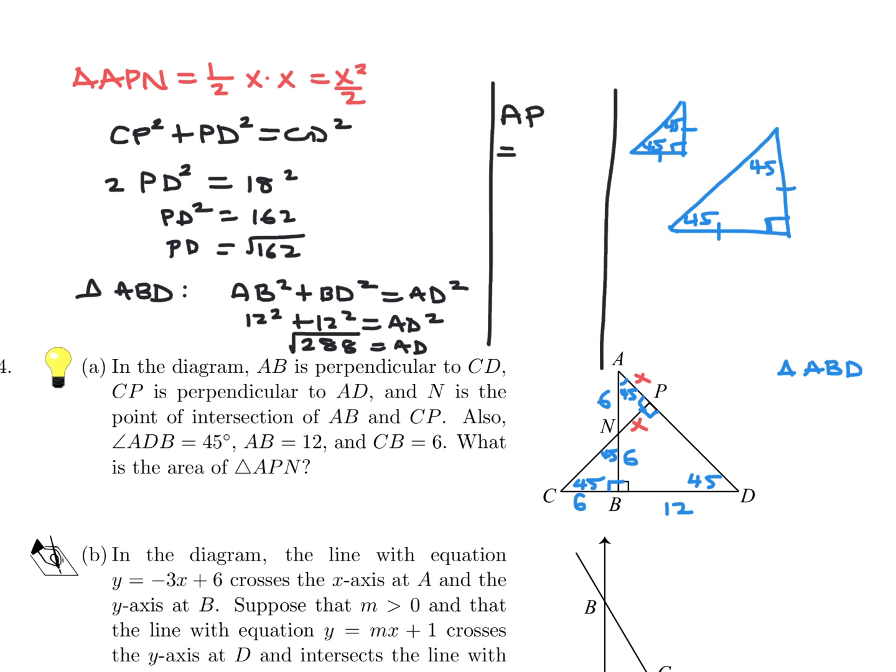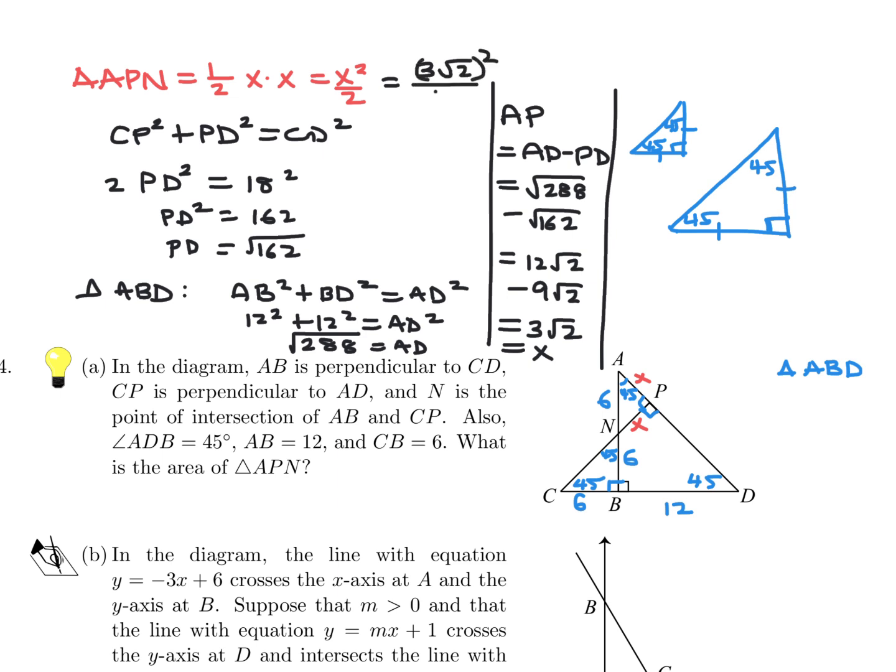AP looks to me like AD minus PD. And then my AD is root 288, my PD is root 162, and when you convert these to mixed radicals, it's 12 root 2 minus 9 root 2, so that's 3 root 2. And that AP is what I've denoted as x. So then you could just go back here and plug it in, so that's 3 root 2 all squared divided by 2. 9 times 2 would be 18, and 18 divided by 2 would be 9. So the area of that triangle is 9.